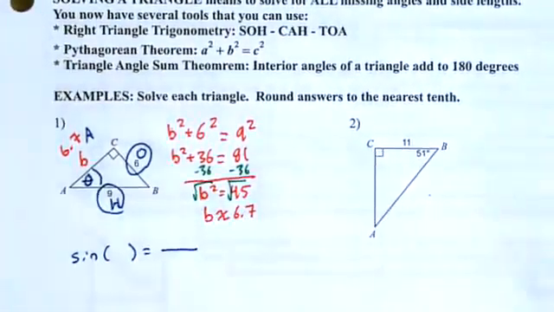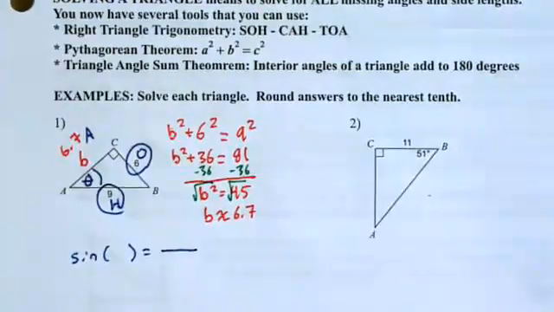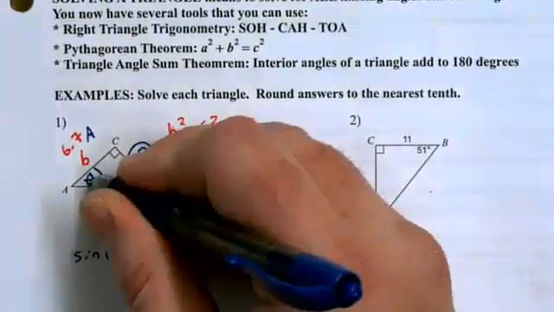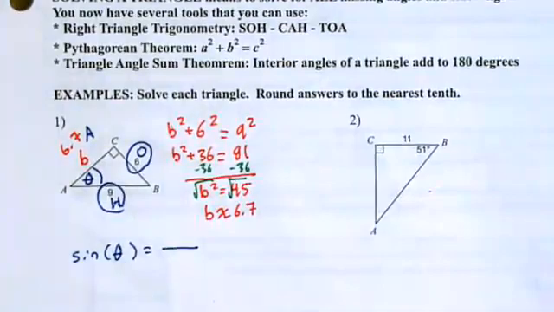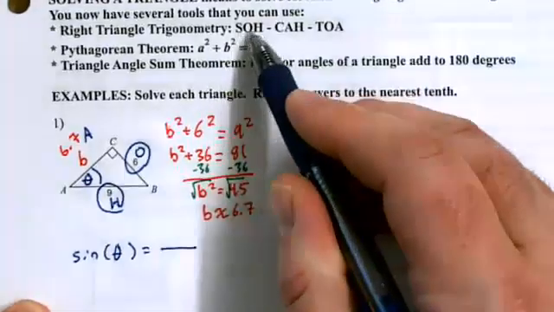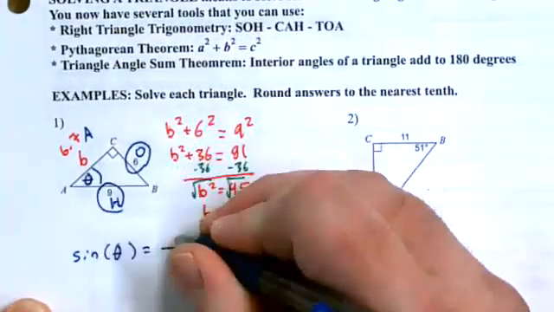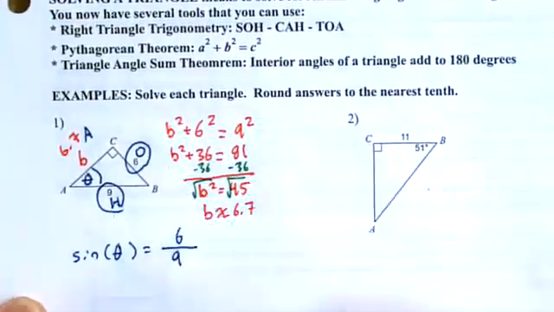So going back to our trig skills we've been developing, angle always goes inside the parentheses. Our angle is unknown, it's theta. And sine is opposite over hypotenuse. Opposite was 6, hypotenuse was 9.